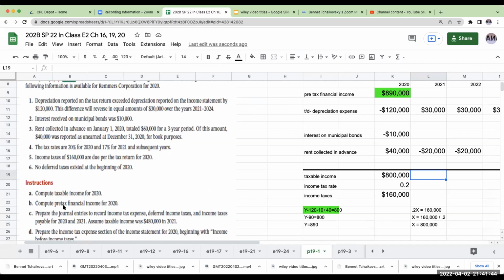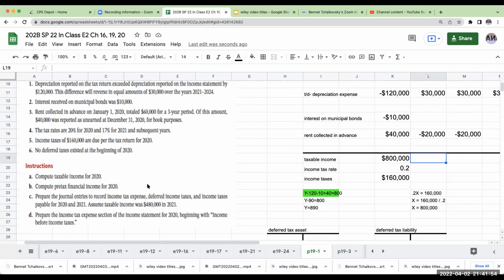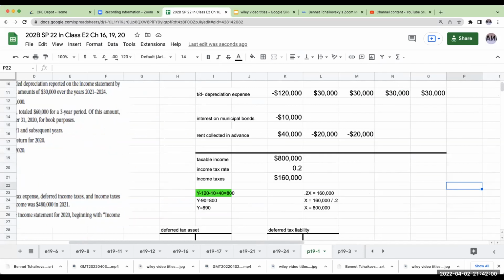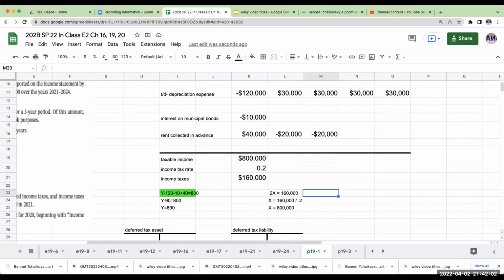Okay, so we've computed our pre-tax financial income, and now we're ready to do the fun part, which is to prepare the entries to record income tax expense, deferred income taxes, and income taxes payable for both 2020 and 2021. Let's go ahead and start out over here with 2020 first.